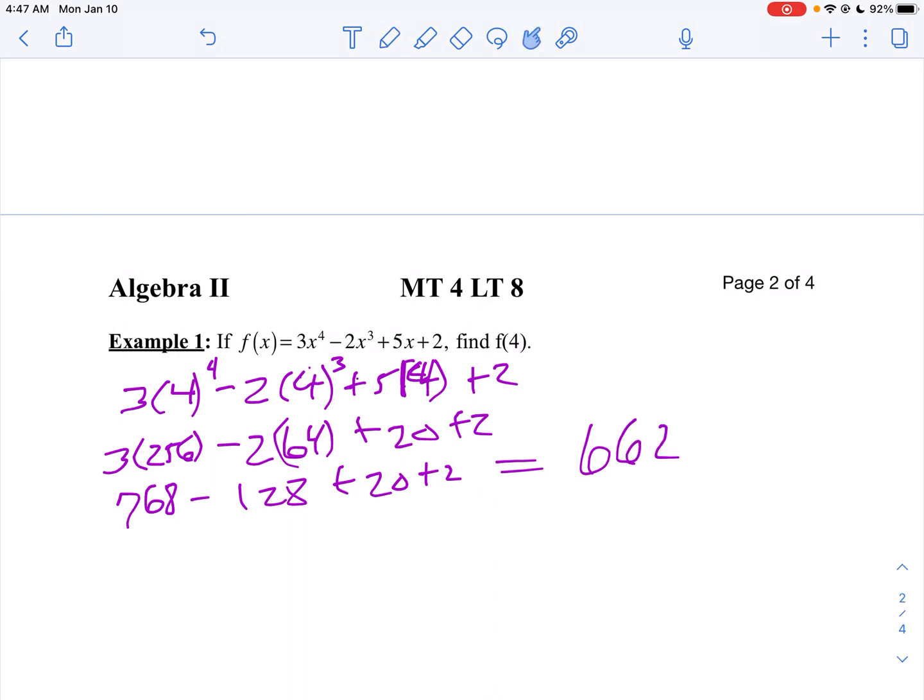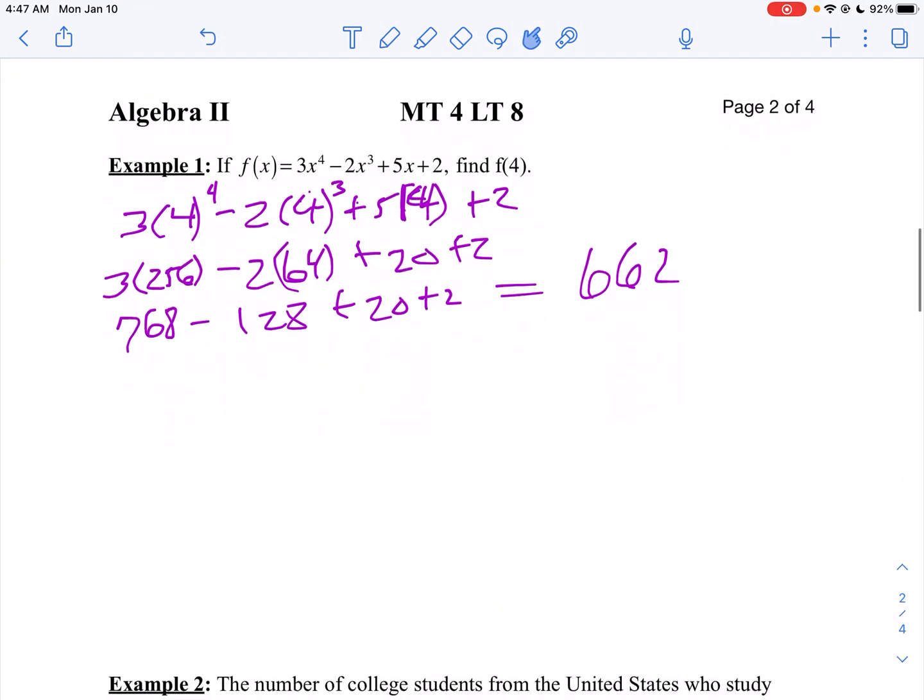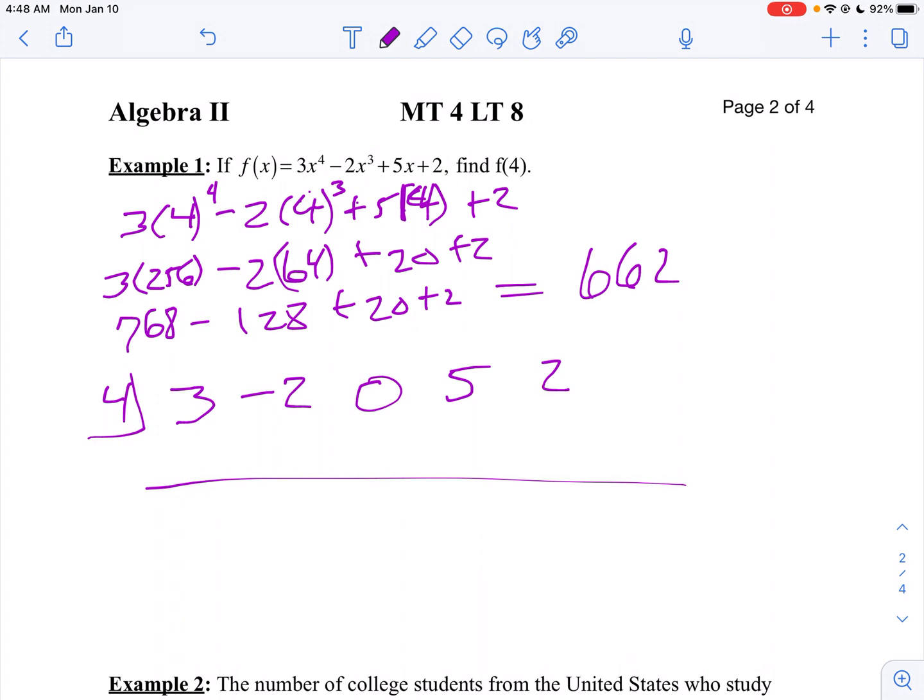Now, let's use synthetic substitution. So what I'm going to do is I'm going to go 4, and then I'm going to have 3x to the 4th, negative 2x cubed, 0x squared, 5x, and 2. Now notice what happens. I bring down my 3. 4 times 3 is 12. I get 10. 10 times 4 is 40. 40 plus 0 is 40.